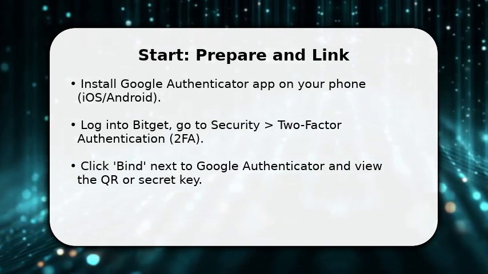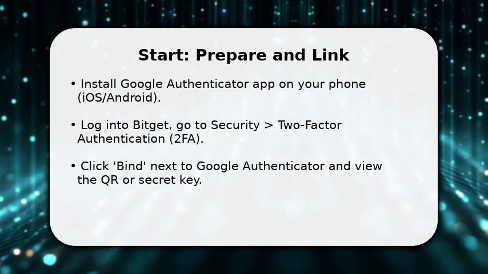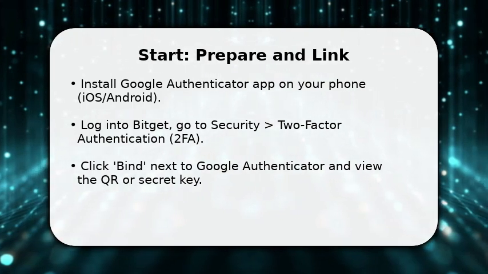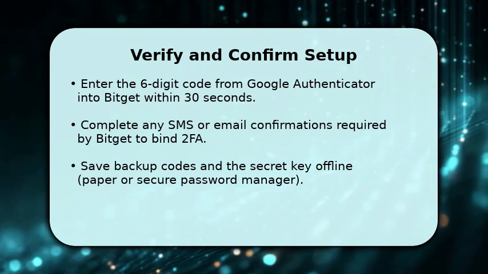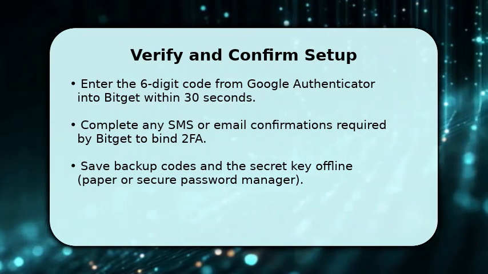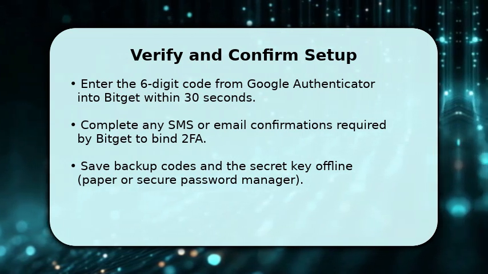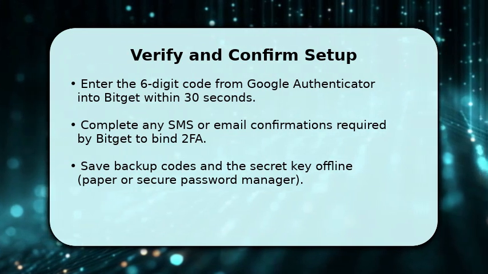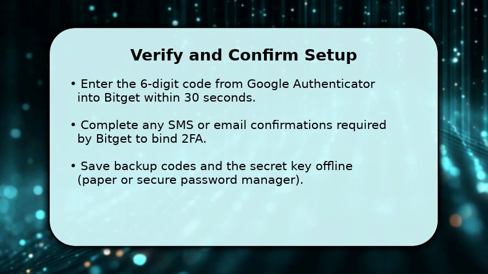Once scanned, the app creates a rotating 6-digit code. Make sure to copy or safely store the backup secret now, because you'll need it if you lose the phone. Once the app shows a 6-digit code, type that code into Bitget's verification field promptly, since codes refresh about every 30 seconds. After you submit the code, Bitget may ask for an additional SMS or email confirmation to finalize binding. Complete those steps to confirm your identity.